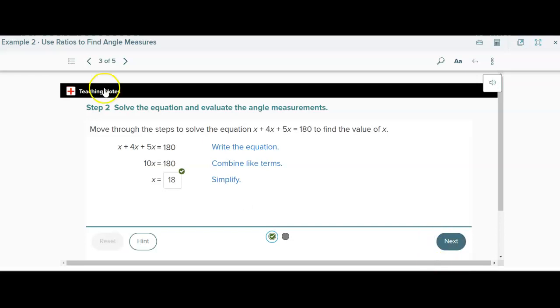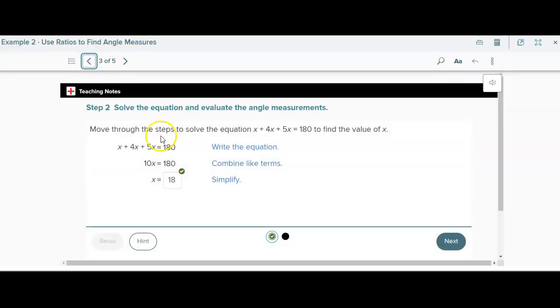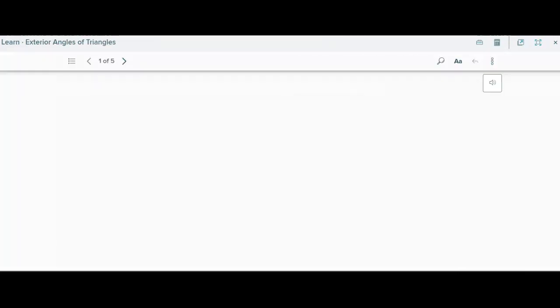So that means that the first angle of that triangle is 18 degrees, and the next one would be 4 times 18, and the next one would be 5 times 18 degrees, and all those together will add up to 180 degrees. So those are the inside angles of a triangle.